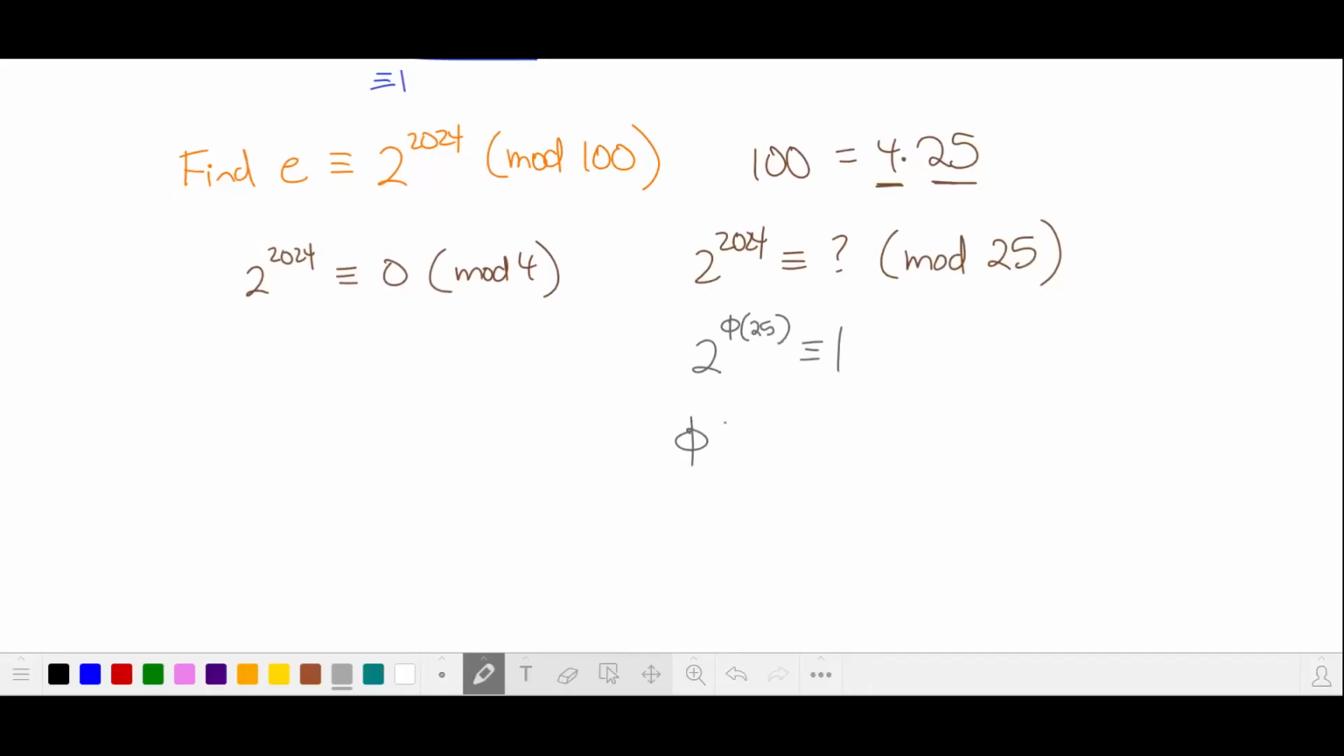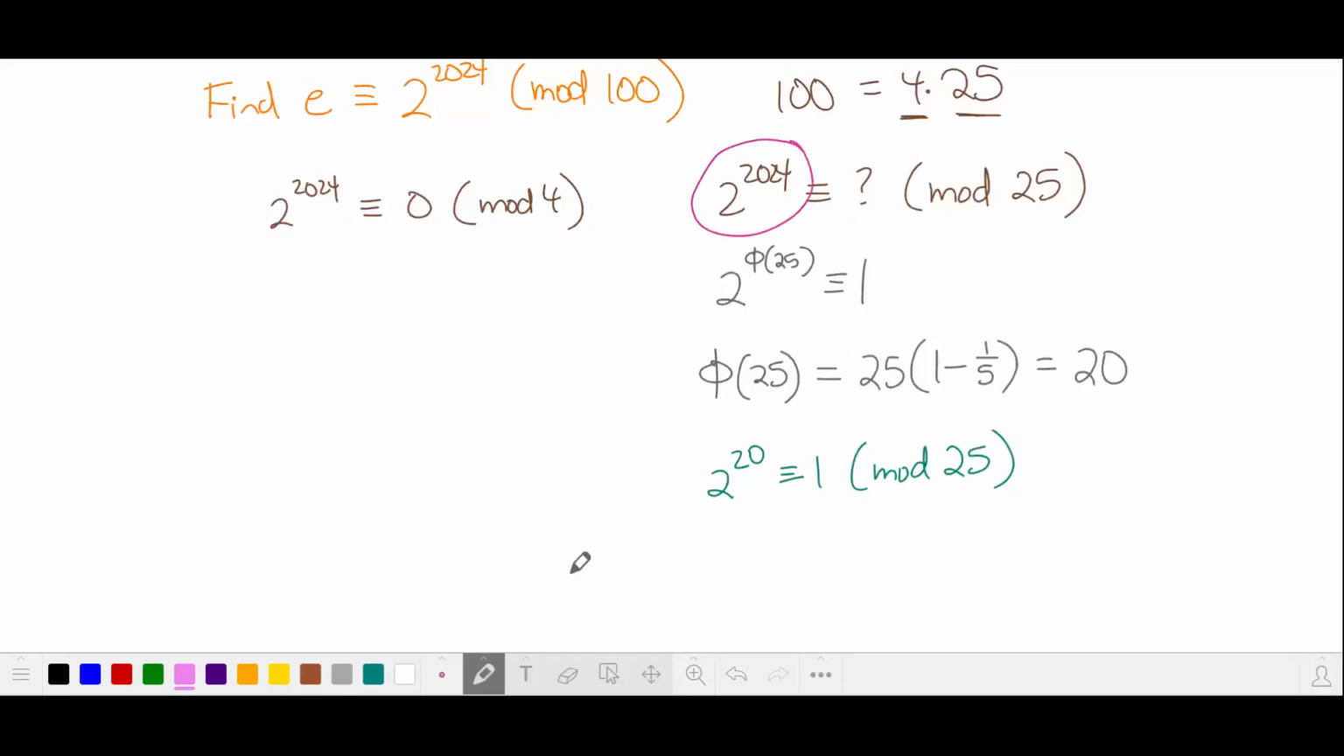So we'll calculate phi of 25, numbers that are relatively prime to 25. There's going to be 1/5 of those numbers that share a factor of 5, so we'll subtract those out, leaving us with 20 numbers that are relatively prime to 25. So we know that 2 to the 20th power is 1 in mod 25. We want to figure out what 2 to the 2024 is, so we'll express this in terms of 2 to the 20th. We're going to have 101 of these, and then 4 more 2's. So in mod 25, these are all 1, and this is 16.